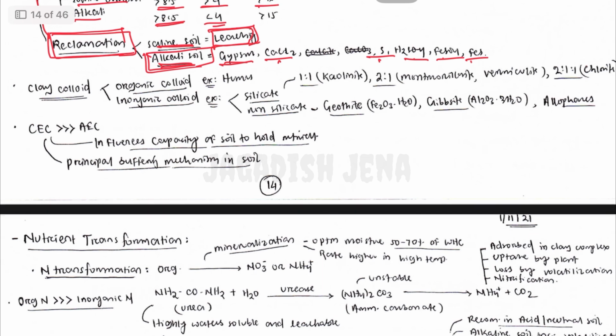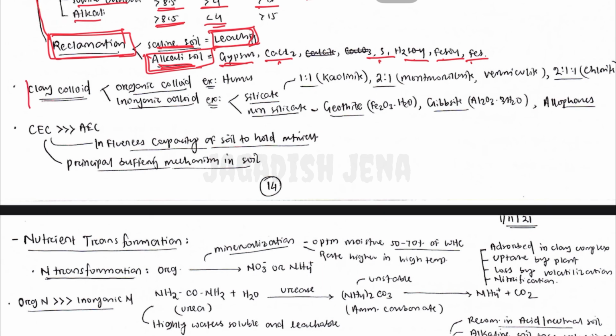Now what about clay colloids? Clay colloids are of two types: organic colloid and inorganic colloid. An example of organic colloid is humus, and inorganic colloids are silicate clay minerals and non-silicate clay minerals. Silicate clay minerals like kaolinite are 1:1 type clay minerals. Montmorillonite and vermiculite are 2:1 type clay minerals. Then chlorite is a 2:1:1 type clay mineral. So what does this 1:1 represent?